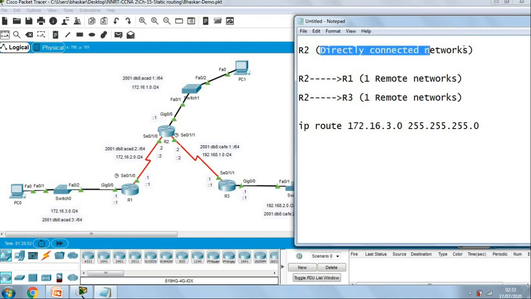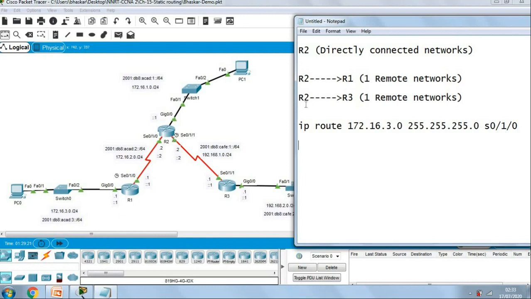See the question. The question says the directly connected static route. It means we have to use the exit interface here. For R2, the exit interface is this one, serial 0/1/0, because the path is like this, from R2 like this one. Clear? So I am here, my exit interface is immediately here, serial 0/1/0.